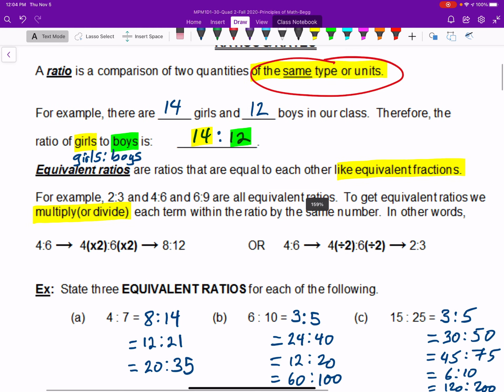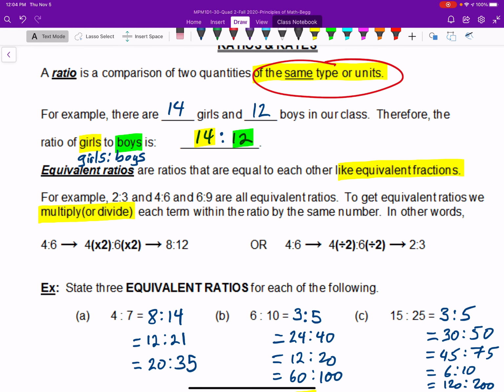So, for example, the last time I taught this course, which is why this is already filled in, I happened to have 14 girls and 12 boys in the class. Therefore, the ratio of girls to boys was 14 to 12. Notice how I've highlighted girls in yellow and boys in green, and notice how the girls, the yellow, came before the boys. The 14 came first, the 12 came after, because it's given as girls to boys. If the wording had been the opposite, if it said boys to girls, I would have put the 12 first and the 14 after. So order matters when I'm doing a ratio.